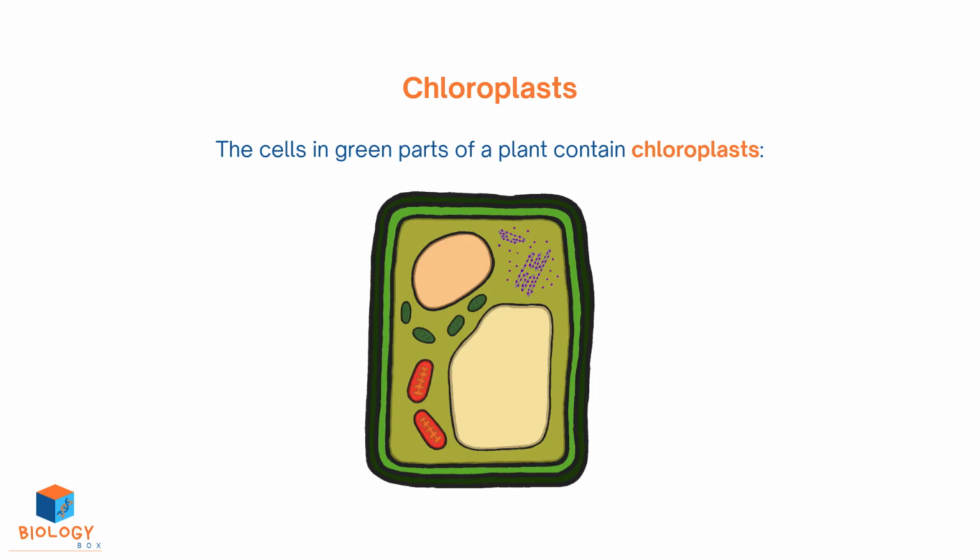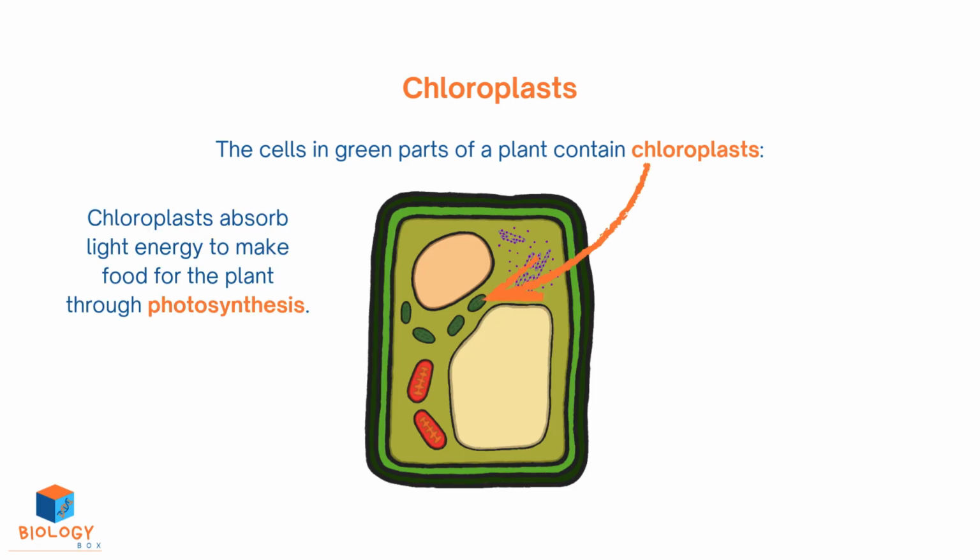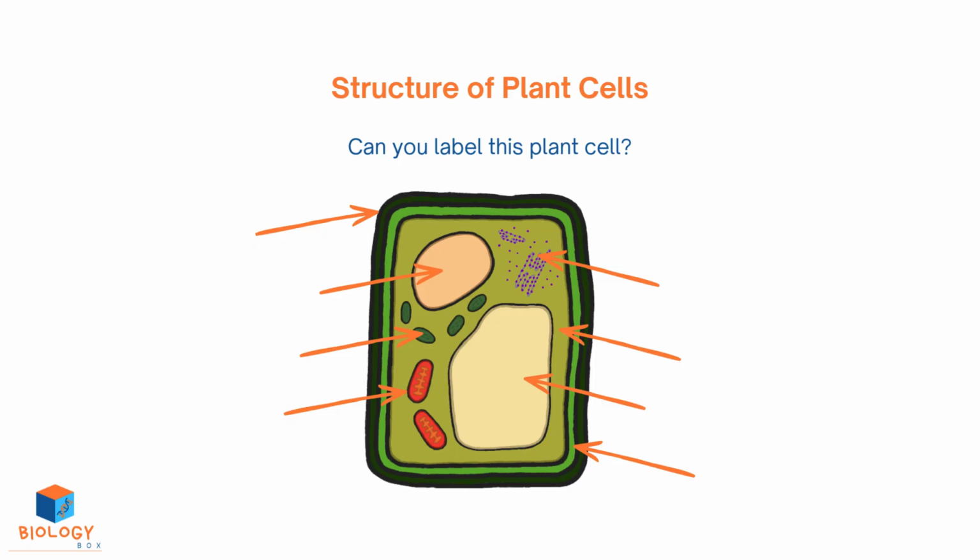The cells in green parts of a plant contain chloroplasts. Chloroplasts absorb light energy to make food for the plants through photosynthesis. Chloroplasts contain a green pigment called chlorophyll. Can you label the 8 features of this plant cell?